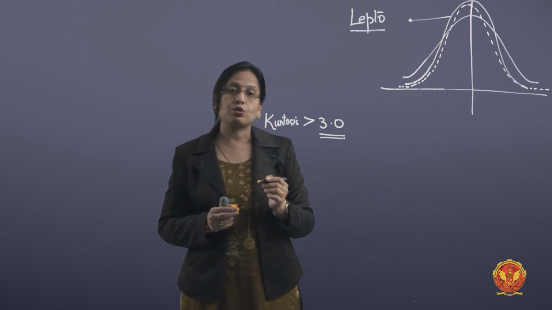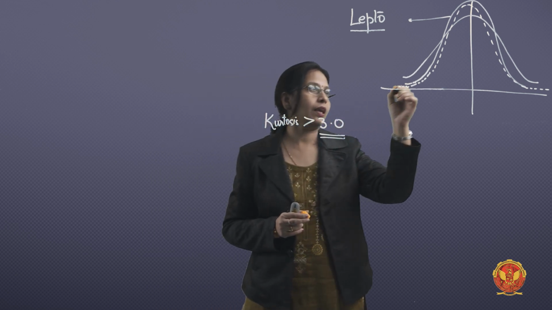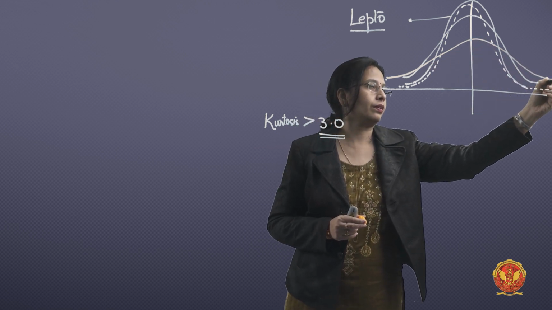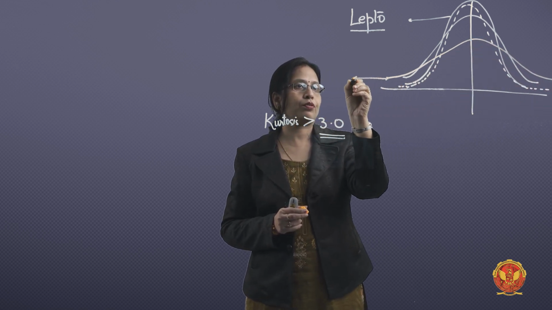What happens in the case of platykurtic then? Let's see, this is platykurtic. What happens with this type?